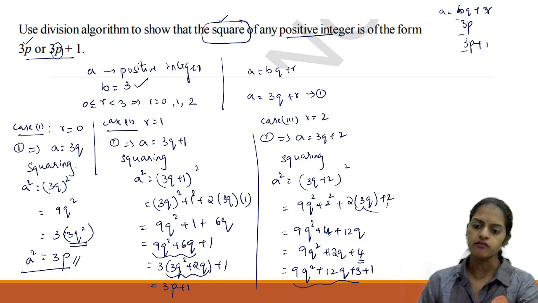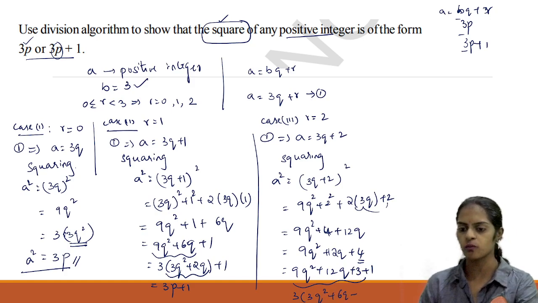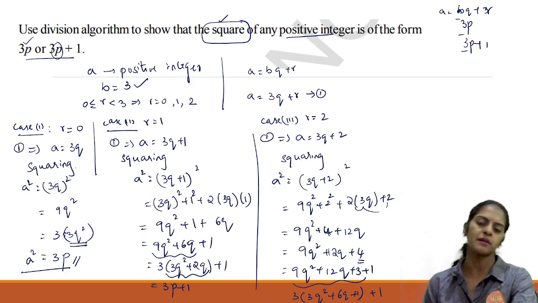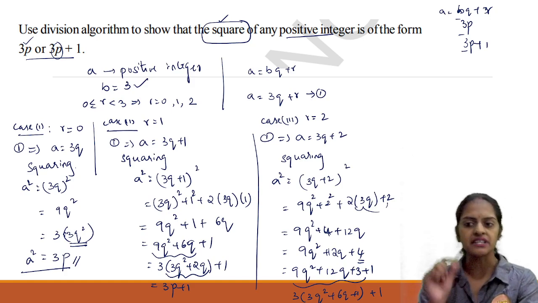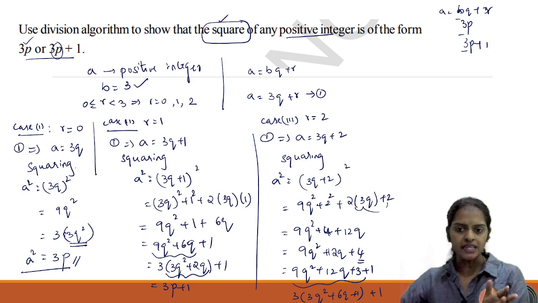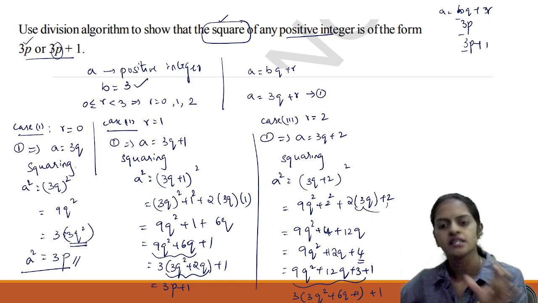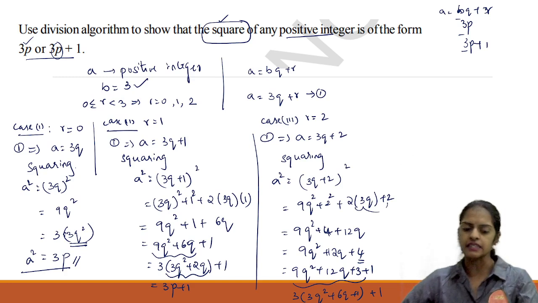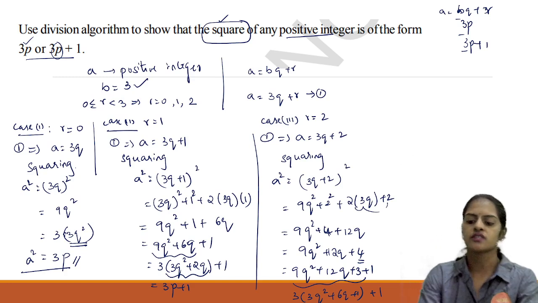Now from this you can take 3 common. So you'll have 3 into 3q square plus 6q plus 1, plus 1. Now this entire 3q square plus 6q plus 1 you can take as p. So you have 3p plus 1. So the square of any positive integer, we have proved, is of the form 3p, 3p plus 1, or 3p plus 1 again. Clear? So this is using Euclid's division algorithm.